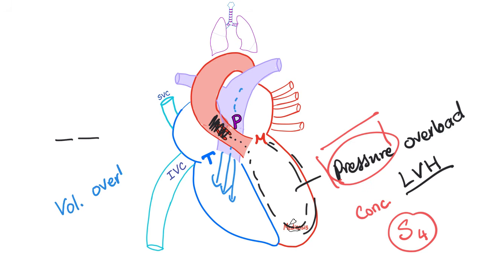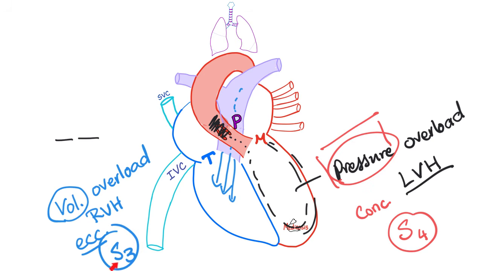And volume overload causes what? It also causes hypertrophy of the right ventricle this time. And what kind of hypertrophy? Since it's volume overload, it's eccentric hypertrophy rather than concentric hypertrophy. And since it's volume overload, we expect S3 gallop rather than S4 gallop. Please remember that stenotic murmurs cause pressure overload, whereas regurge murmurs cause volume overload.